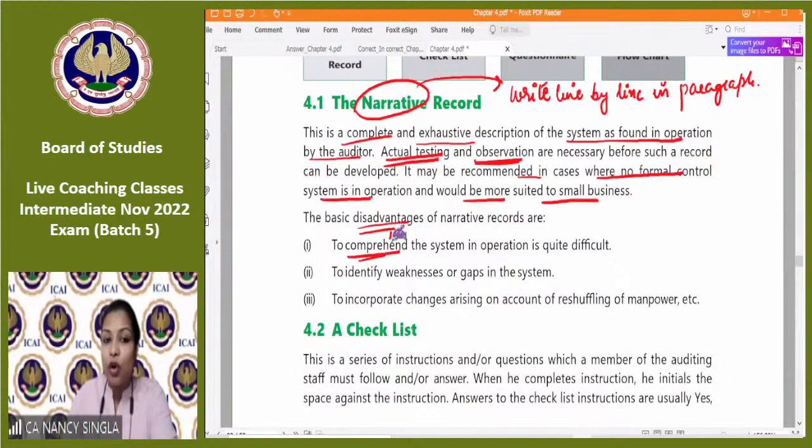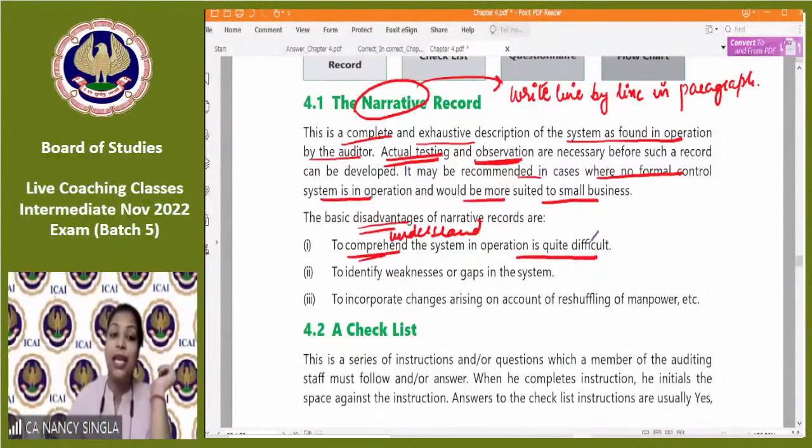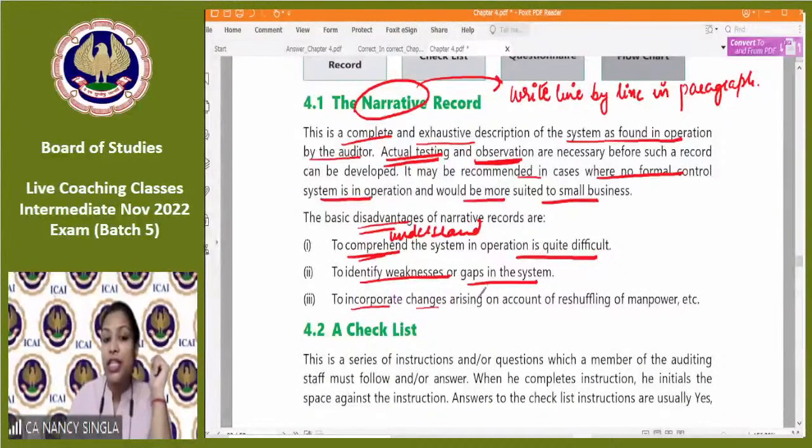To comprehend. Comprehend is what? To understand the system in operation is quite detailed. Like you'll be writing each and every aspect of internal control, which is difficult to understand the entire system. Okay? Then to identify weaknesses and gaps in the system. See, a number of paragraphs are written. Is it possible to identify where is the weakness or the gap written? No. Okay. And last but not the least, to incorporate changes arising on account of reshuffling of manpower.